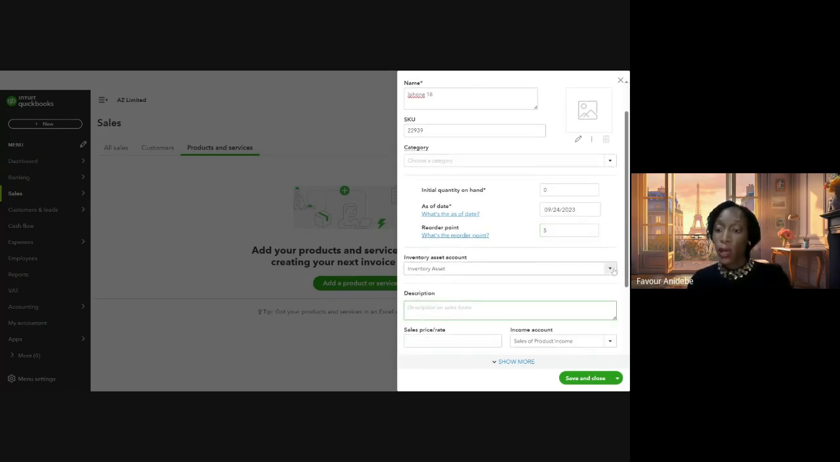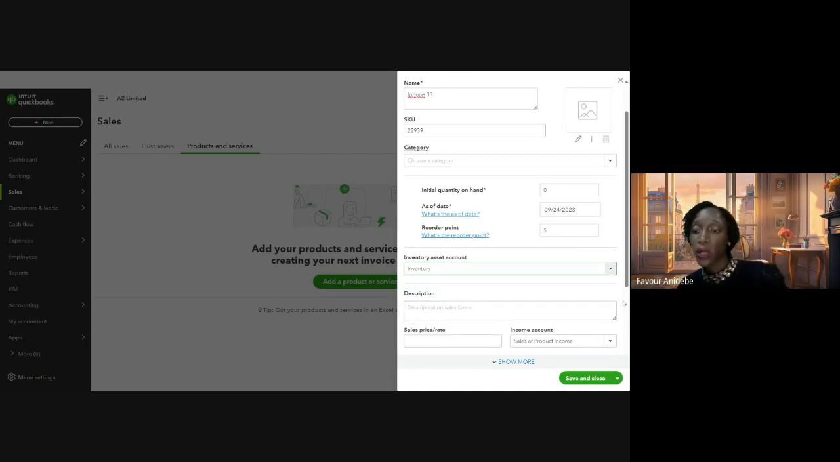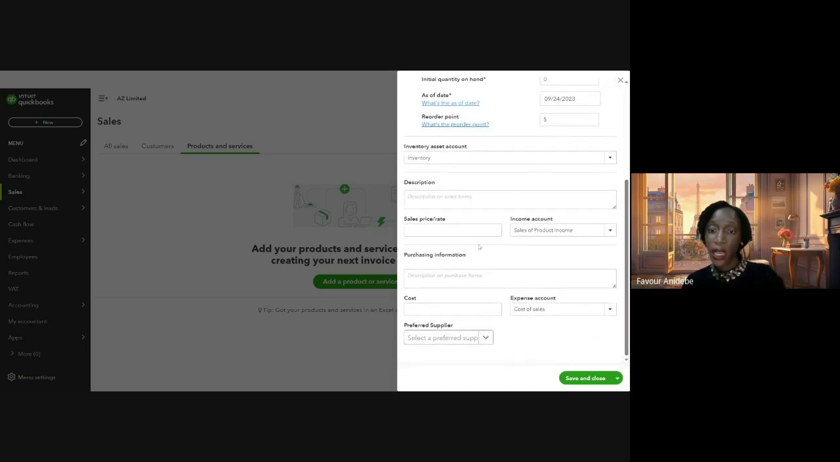Then under what class of assets is this? You can call this inventory assets or inventory, whichever is fine. Then it's asking what the sales price is. You know you're buying to sell. So let's say the sales price is, how much is iPhone 18? My own iPhone 18 is very cheap. So let's say it's 100,000, and we want it to enter into the sale of product account. For purchasing information, let's say it costs about 85,000.